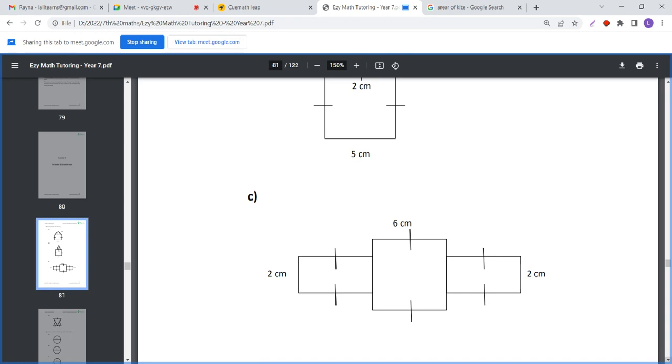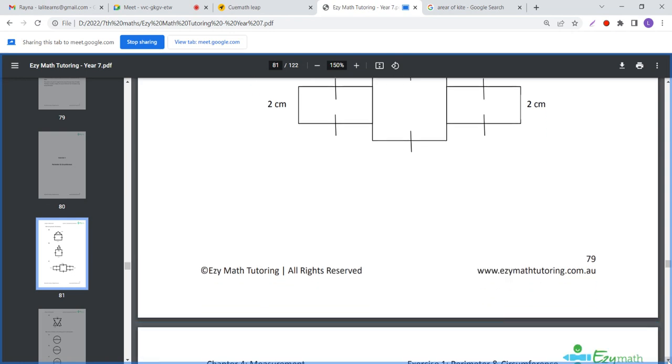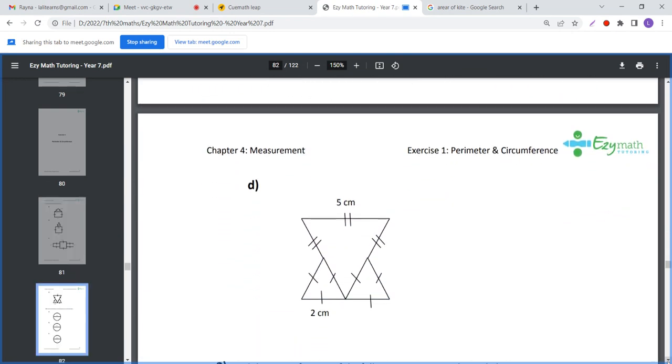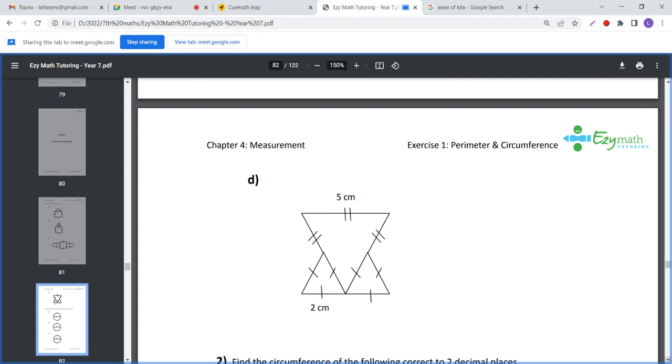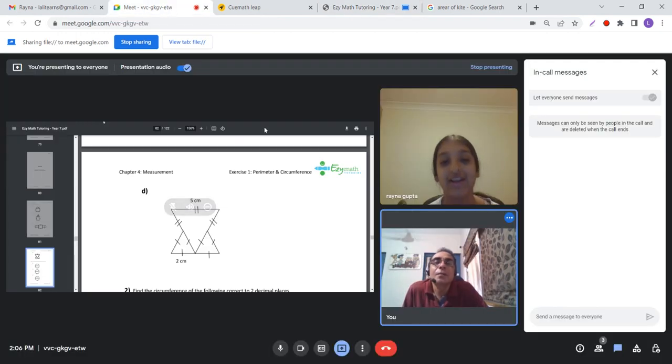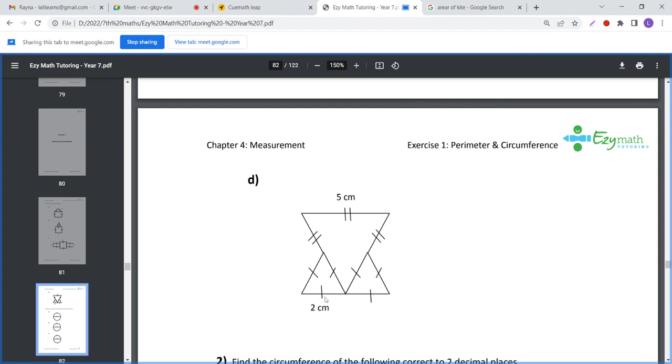1, 2, 3, 4, 5, 6. The ones that are marked are equal in length. There are two different types of lines. Focus on those. Yes, 27. How did you come to the conclusion of 27?